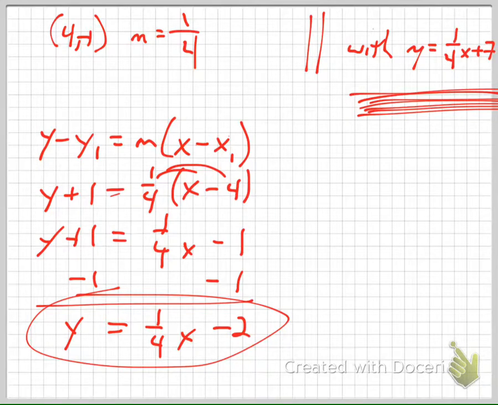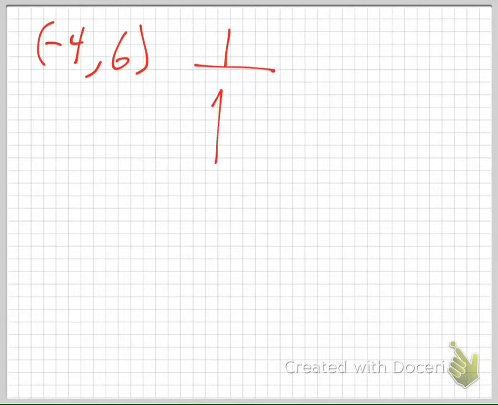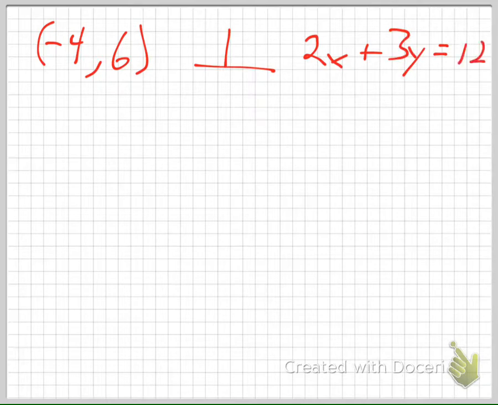The next question. There are only a couple of types of questions here. Here's the question: write an equation in slope-intercept form for the line that passes through (-4, 6) and is perpendicular to the line 2x plus 3y equals 12. That's the sign for perpendicular, people. Our line is perpendicular to that line.